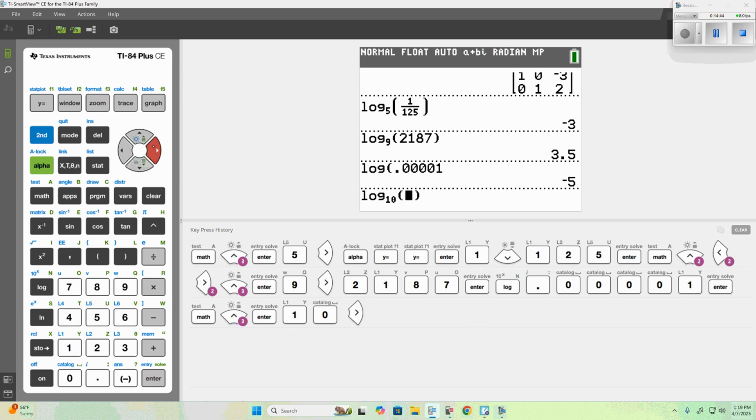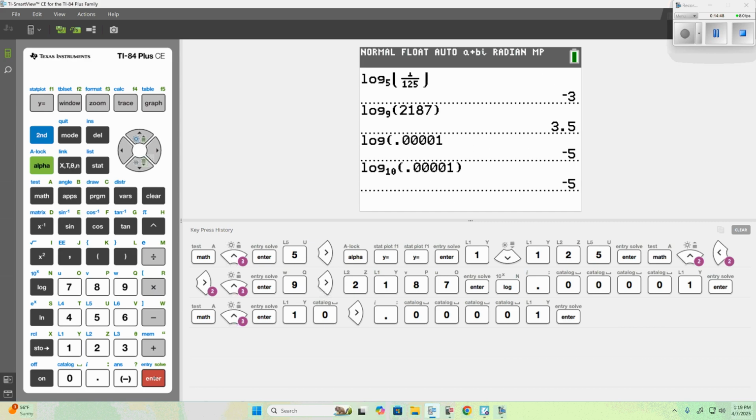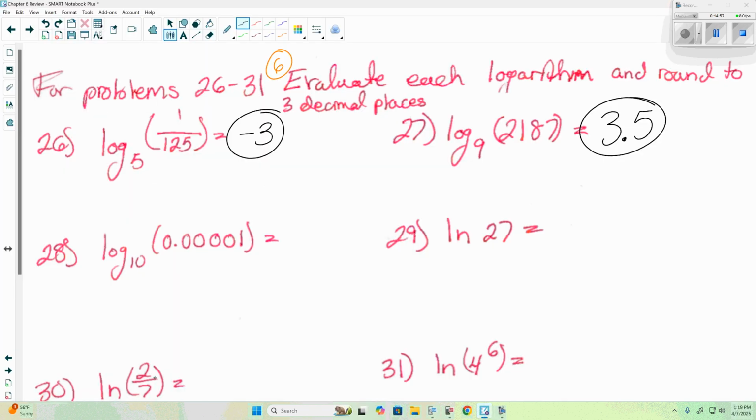Well, I could say log base 10 of 0.00001, which lo and behold is still -5. Questions on 26, 27, or 28? We ready for 29 through 31?